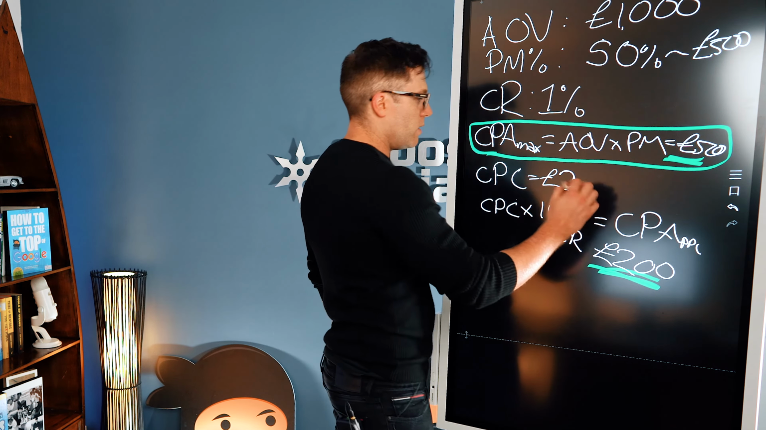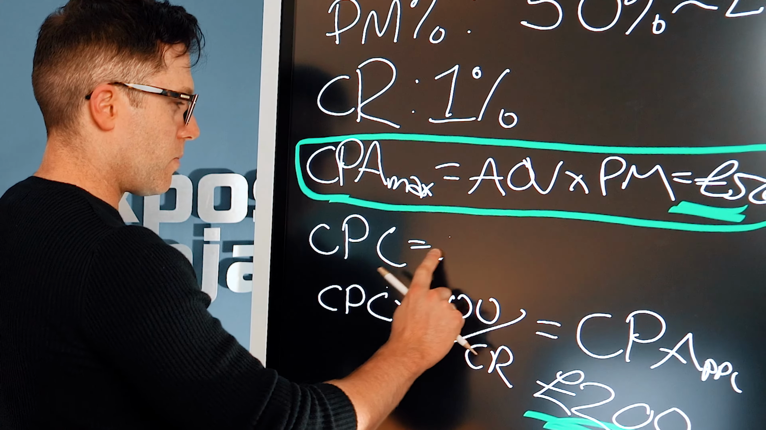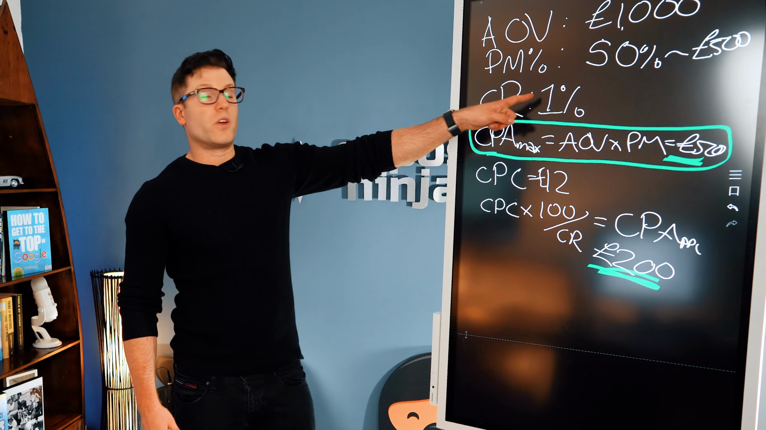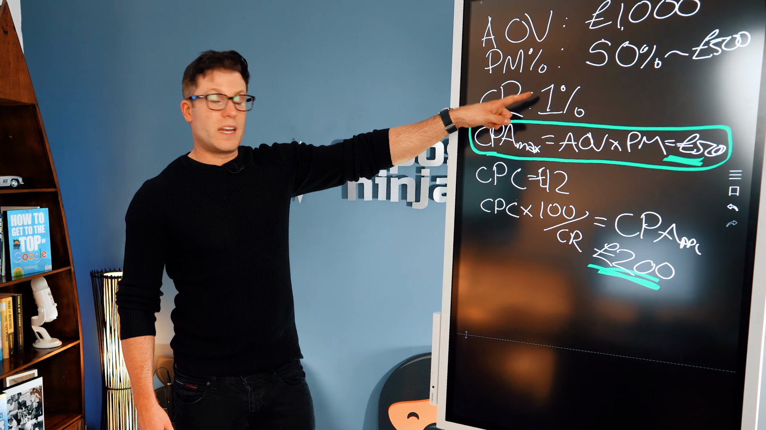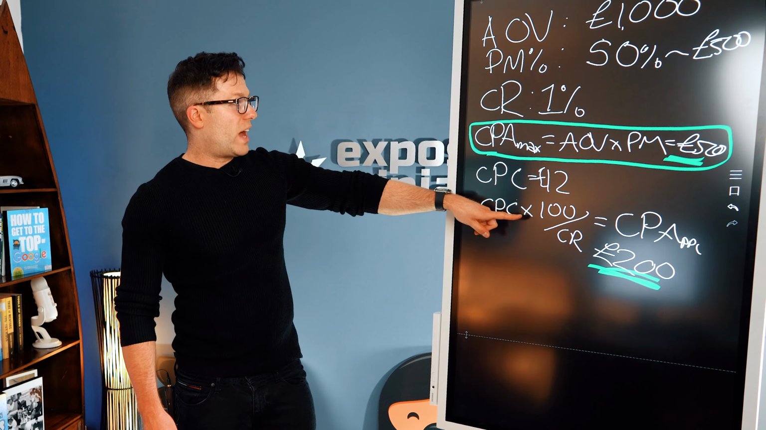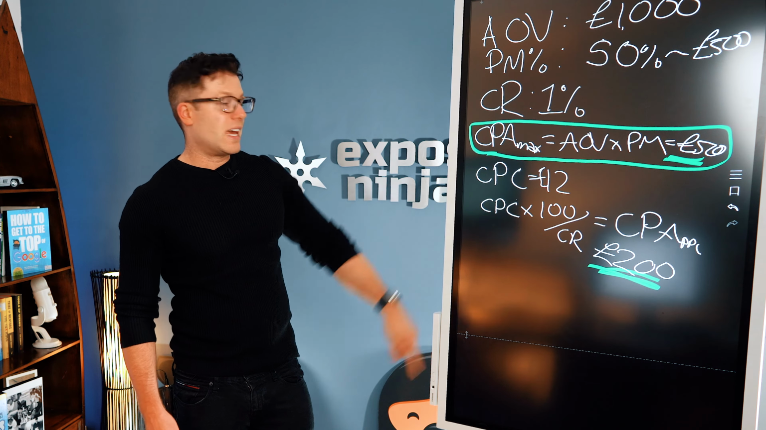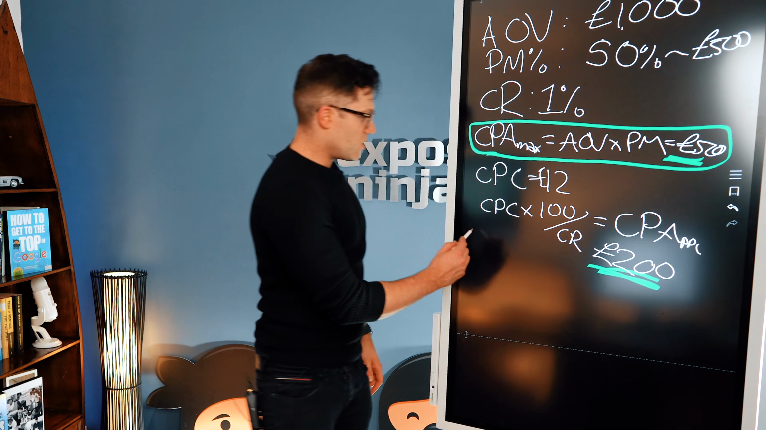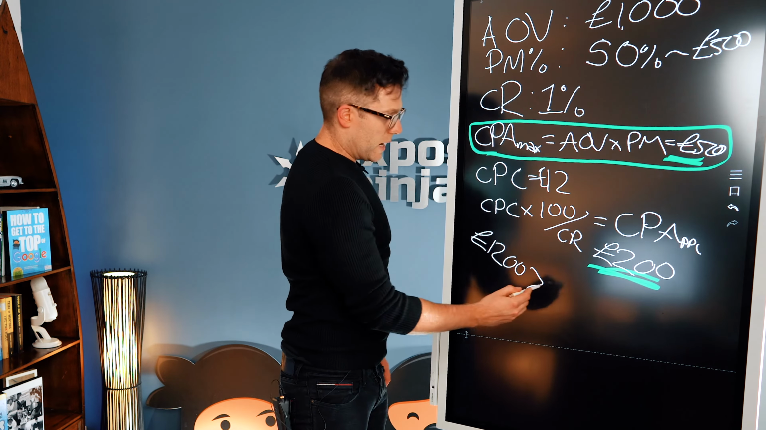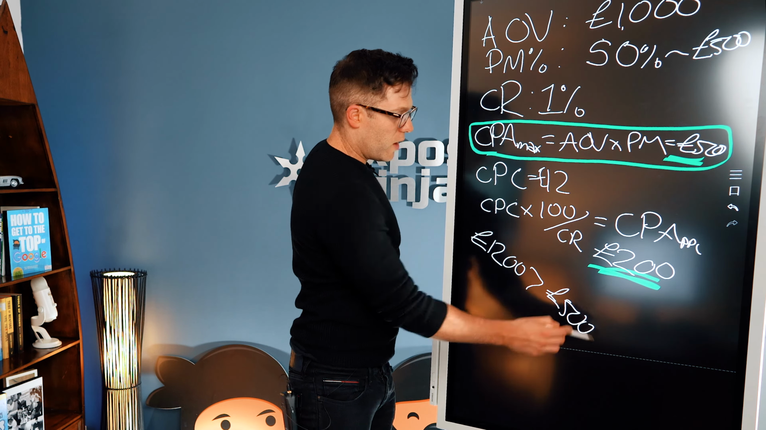Let's imagine that this is now £12. Well, we know that we've got to get 100 visitors to the site in order to get each lead or sale. That means it's going to cost us £1,200 to get a lead. Well, 1,200 is higher than your max CPA of 500. Sad times. You're losing £700 every conversion you get. So that's not good, it needs to change.